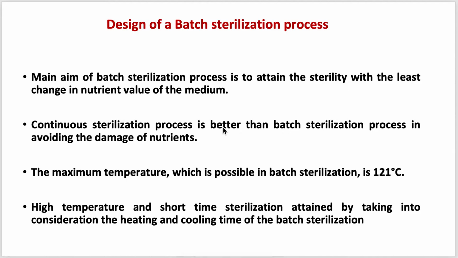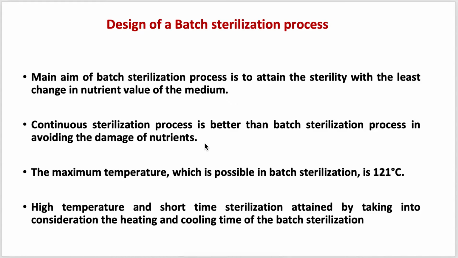The main aim of the batch sterilization process is to attain sterility with the least change in the nutrient value of the media. However, if you consider media nutrient quality, the continuous sterilization process is better than the batch sterilization process in avoiding the damage of nutrients. I'll talk about it later when I talk about the continuous sterilization process. At that time, I'll explain why continuous sterilization is better than batch sterilization in avoiding damage of nutrients.